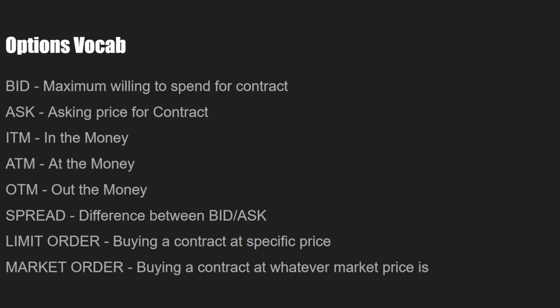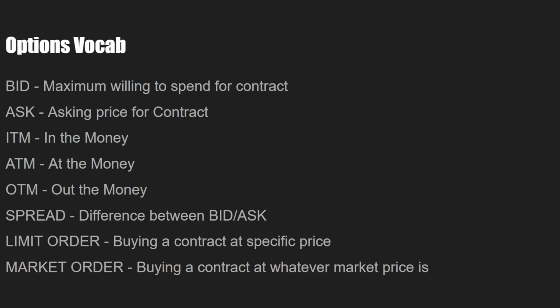Next, you have ATM, which is at the money, and this means that your strike price for your contract is at the underlying stock value. So it's moving with the stock, and these contracts generally move the slowest, but they also have the lowest risk. Lastly, we have OTM, out of the money. These contracts move better if price is going in your direction, but if it's not going in your direction, then these contracts have a lot more risk and tend to lose value quicker.